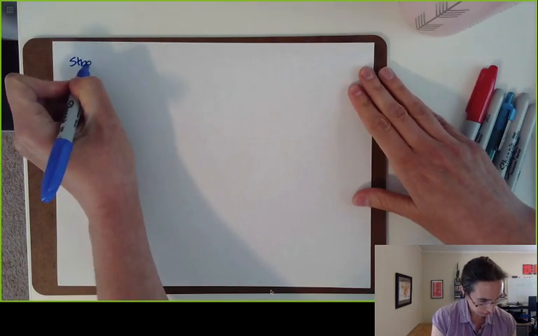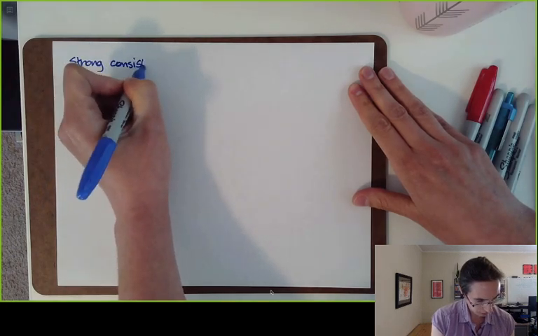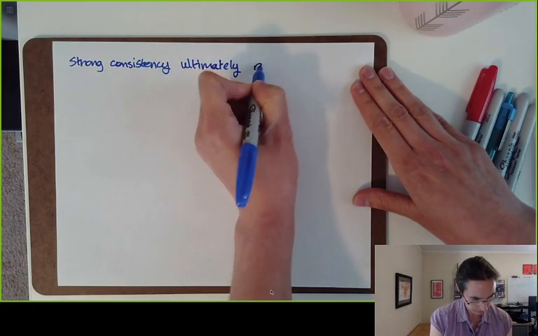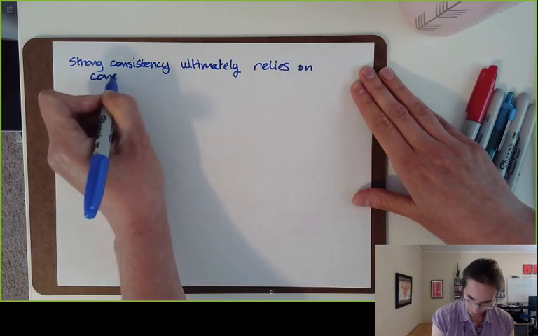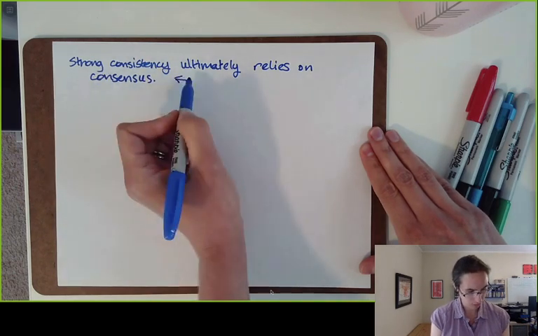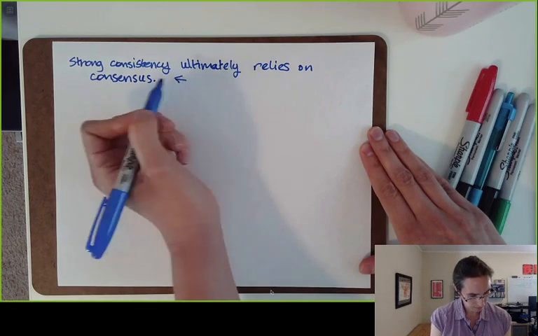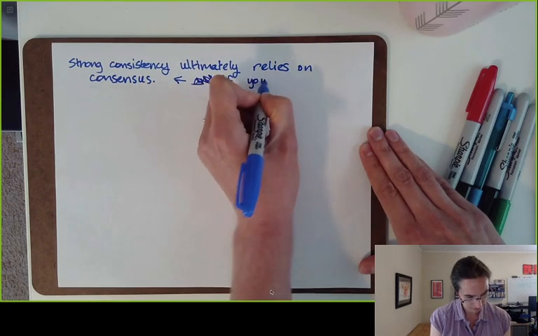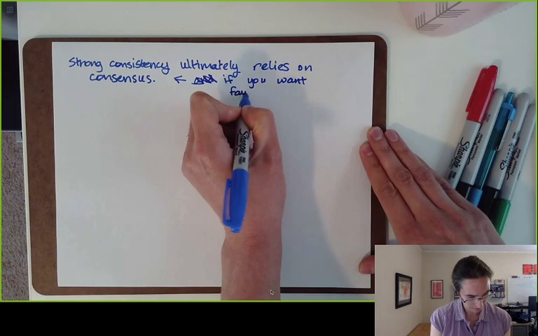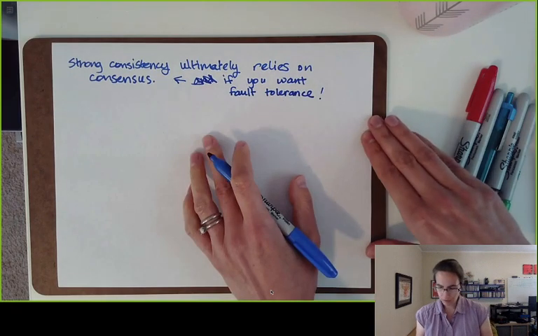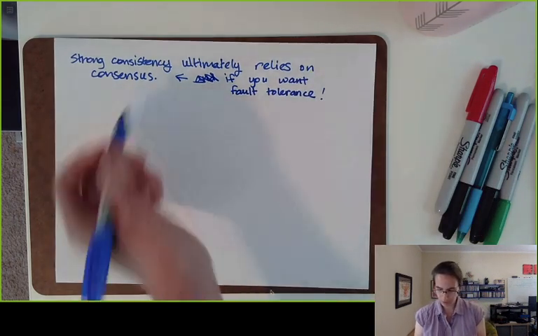And I really want to emphasize this. If you want to have strong consistency, and the key thing is if you want to have strong consistency and you also want to tolerate nodes failing, I should say if you want it to be fault tolerant. So if you want fault tolerance, which you do, because faults happen, then you need to have some kind of consensus mechanism sooner or later.